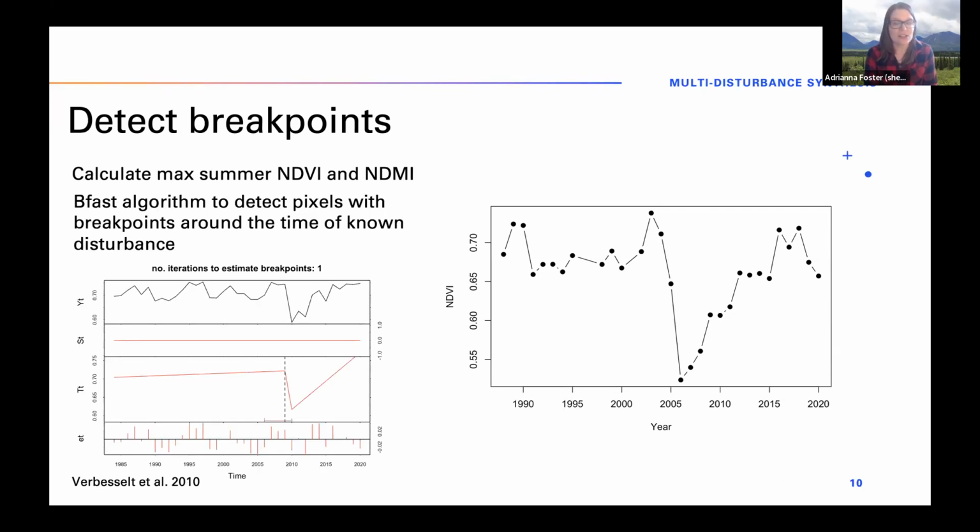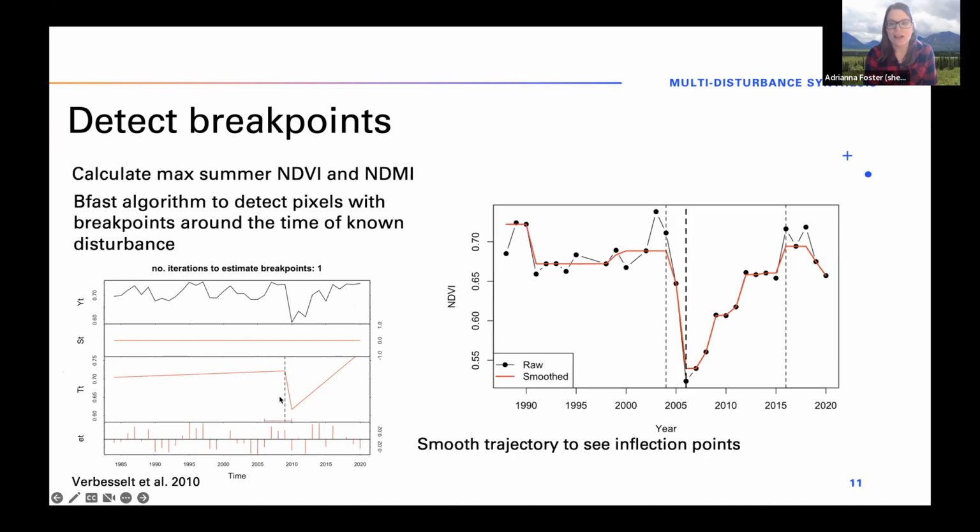For that, we used the BFAST algorithm to detect pixels with breakpoints around the time of a known disturbance. This algorithm functions by fitting trends and detecting breakpoints from those trends. Here we can see the time series and a fitted trend across the whole time series. Below that, we see that the algorithm has detected this breakpoint around 2006. For each of those pixels where a breakpoint was detected, we smoothed the original trajectories to derive inflection points that were not based on noise. We wanted an inflection point before the disturbance and then after the disturbance.